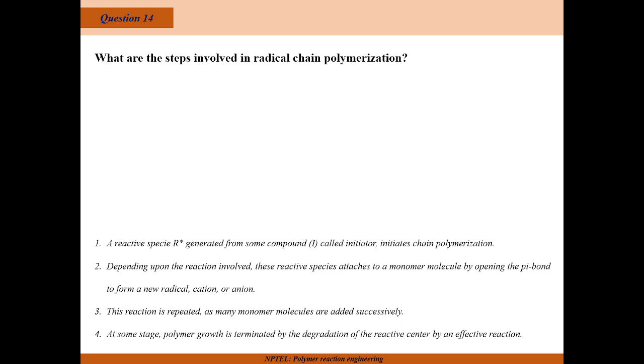So this is basically what we learned in the first class itself: initiation, propagation, and termination, and at some point it will be terminated. So these are the steps involved in a radical chain polymerization. Like we were talking about radical chain polymerization.